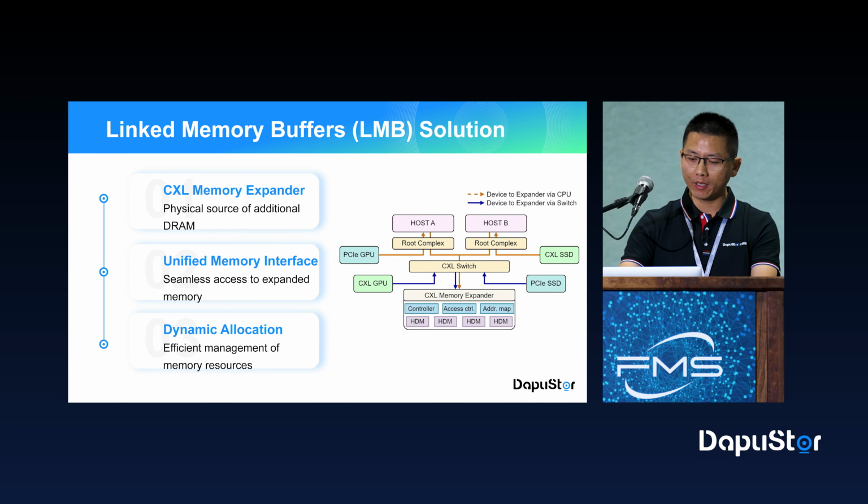At its core, the LMB architecture is a memory expander, which adds DRAM to the systems. As the figure shows, the CXL and the PCIe device can access the memory resource through various paths, depending on the protocol support of the platform and the devices. So to make the LMB work, of course, we need to enable efficient resource access and management.